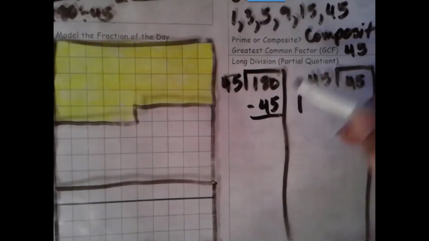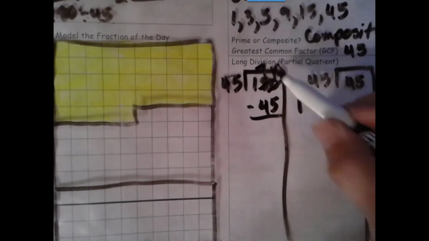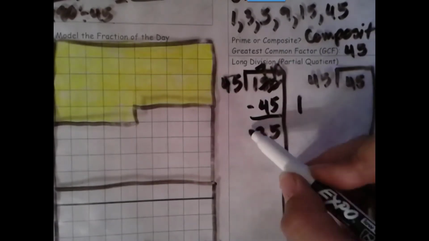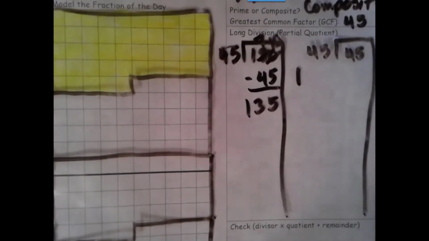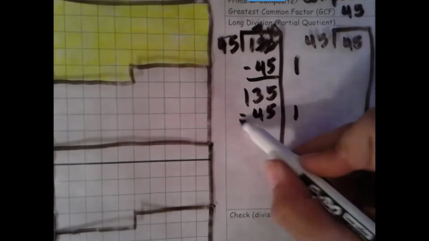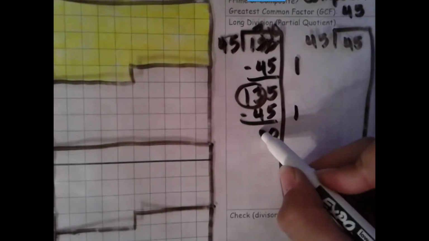Okay, I have more on the floor. Go next door, regroup 10 more. 10 take away 5 is 5. 7 take away 4 is 3, and then 1. 1 times 45. Numbers the same, 0 is the game. 13 take away 4 is 9. One group of 45.